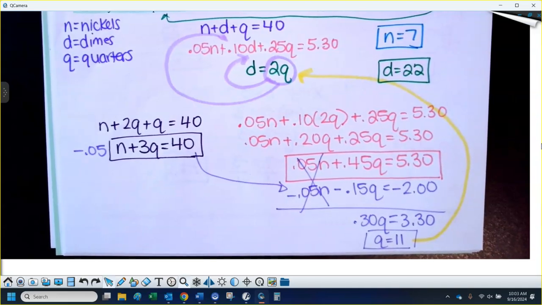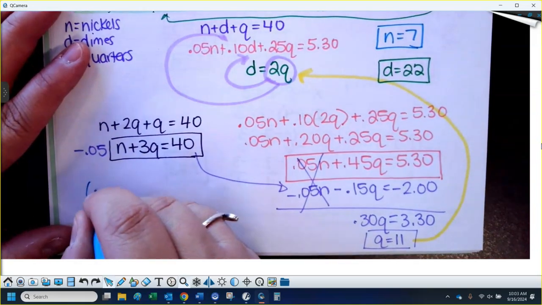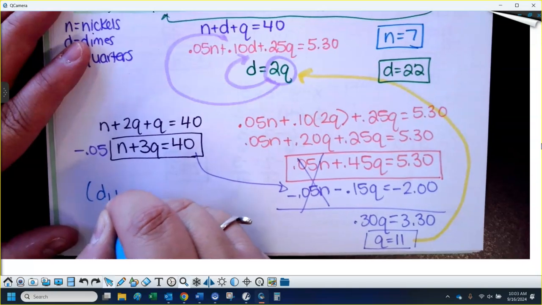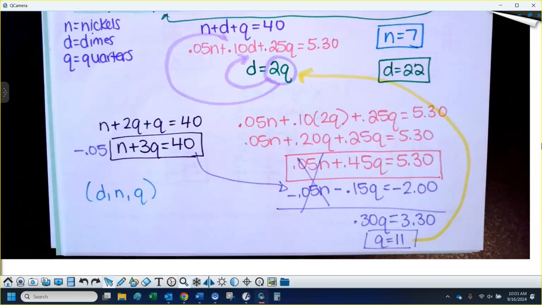And I'm trying to think if there's anything else. In this situation, we would just write the 3 variables. If you do have a problem where you don't have X, Y, and Z, the ordered triple can be written in alphabetical order. So if I had to write this as an ordered triple and I had dimes, nickels, quarters, you would write them in that format, just alphabetical order if you don't have X, Y, Z. If they use different variables in a question, alphabetical order works just the same.